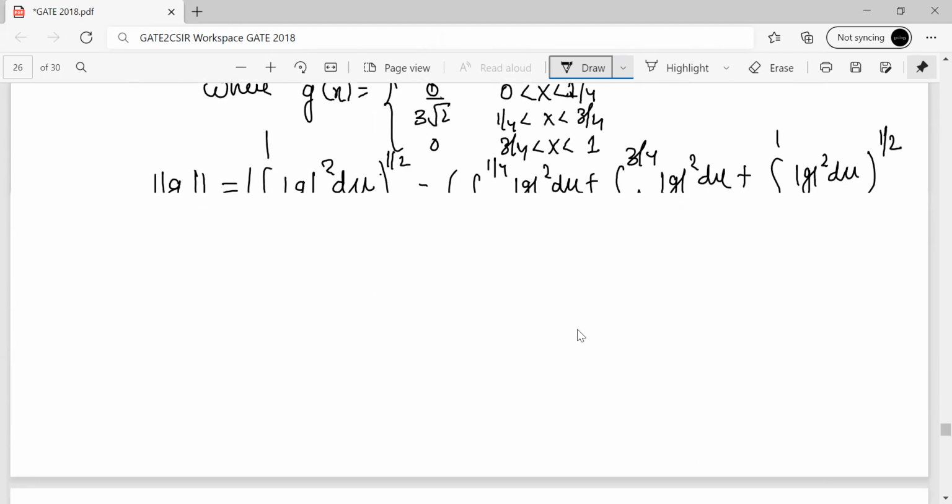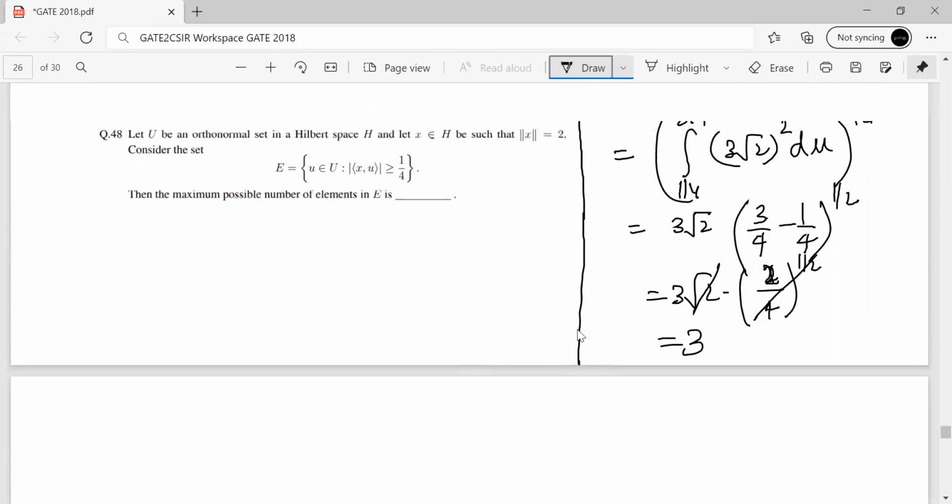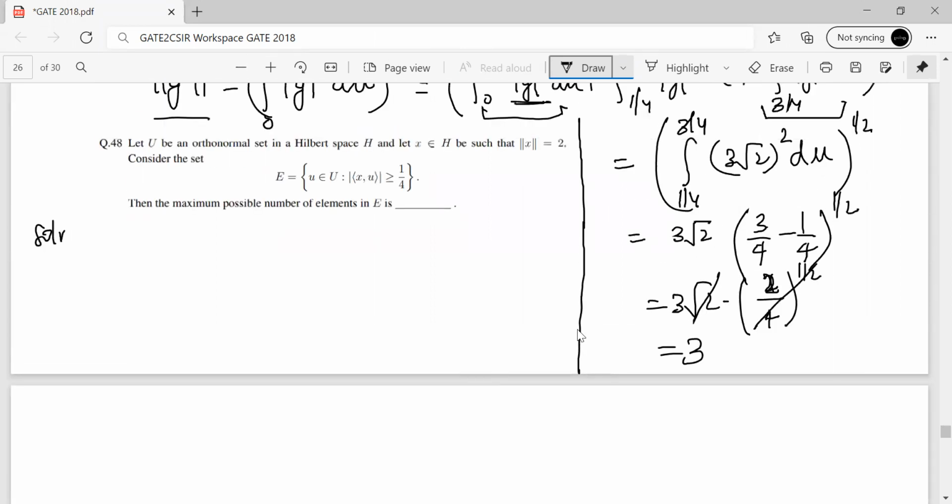Okay, and now let us solve this one, 48. It says U is an orthonormal set in the Hilbert space H and X belongs to S so that norm of X is 2. And you have to find out what is the maximum possible number of elements in E. Okay, so what is this set? First of all, it's a collection of U.